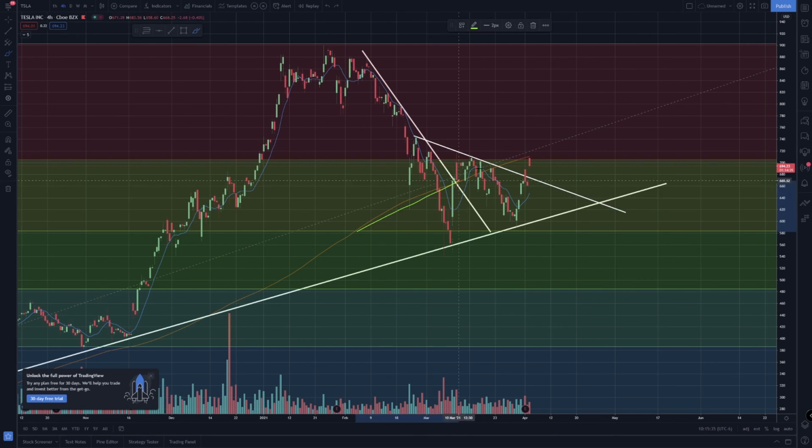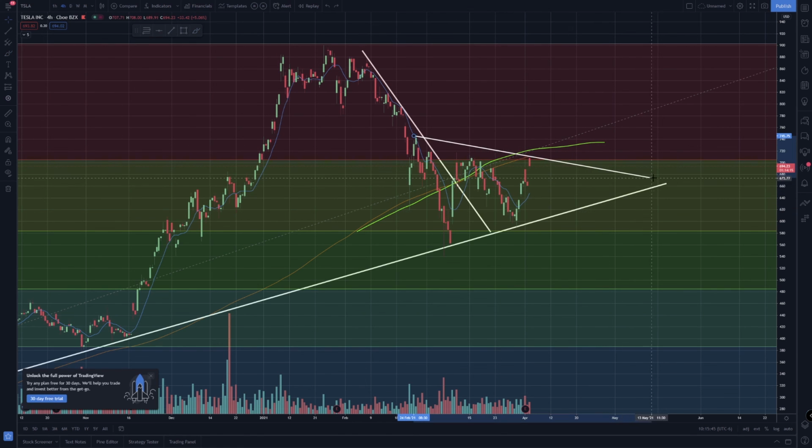But I am still watching this 180 moving average and waiting to see if we get rejected and come back down and form a different triangle, like move the trend line or move the goalpost, as I like to say.